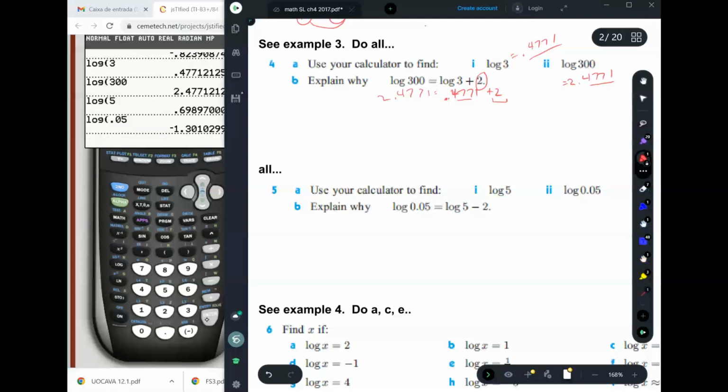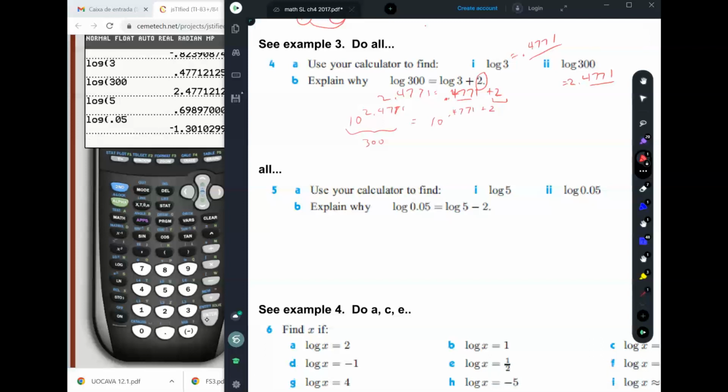Well, let's think about these log numbers as exponents of power of 10. So if we say, okay, what is 10 to the 2.4771? And what is 10 to the 0.4771 plus 2? So this, of course, is 300, right? It's another way of writing the number 300. And of course, this is 2, but do you see how we could break this up?